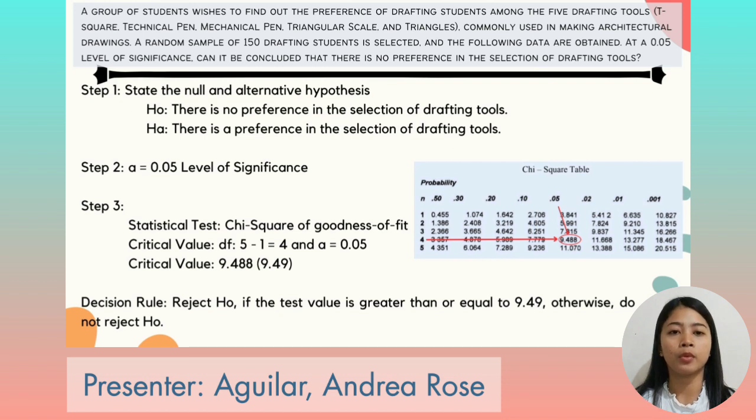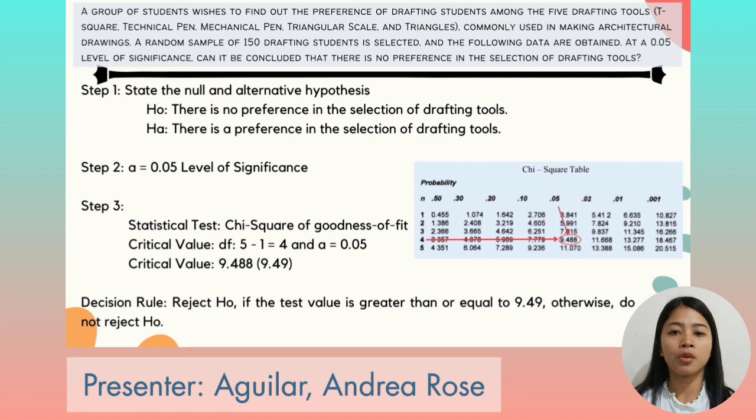Then for step 2, the level of significance is 0.05. For step 3, the statistical test used is chi-square goodness of fit, and for the critical value, the degrees of freedom is 5 minus 1 equals 4. As you can see in the chi-square table, the level of significance is 0.05 and the degrees of freedom is 4, so the critical value is 9.488 or 9.49.